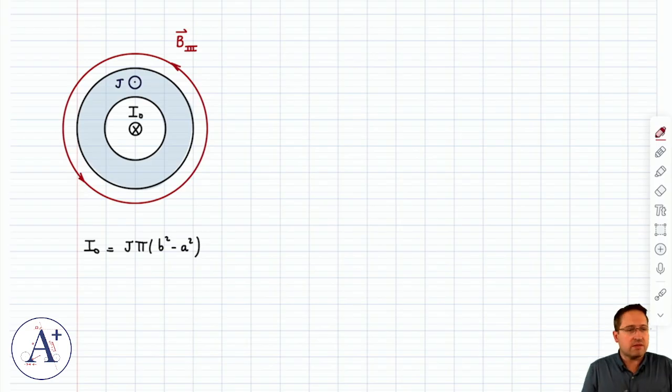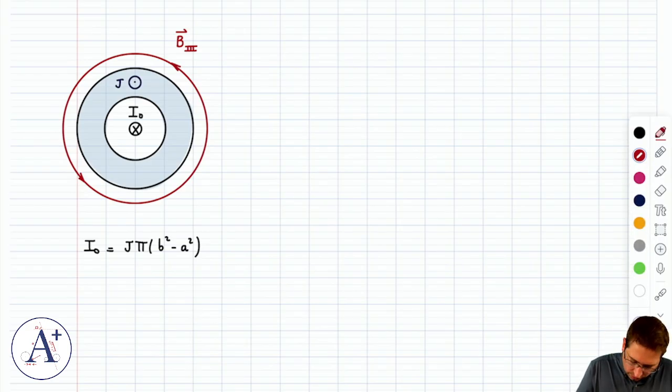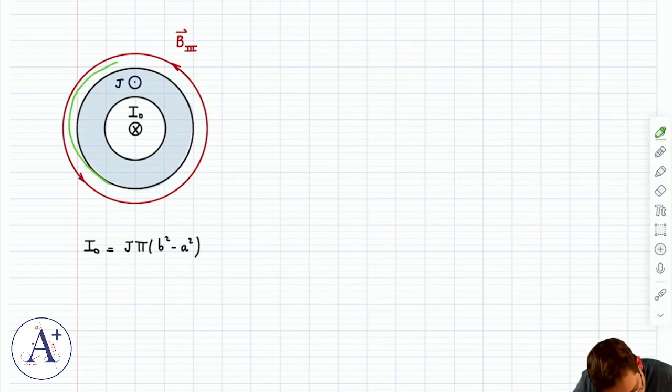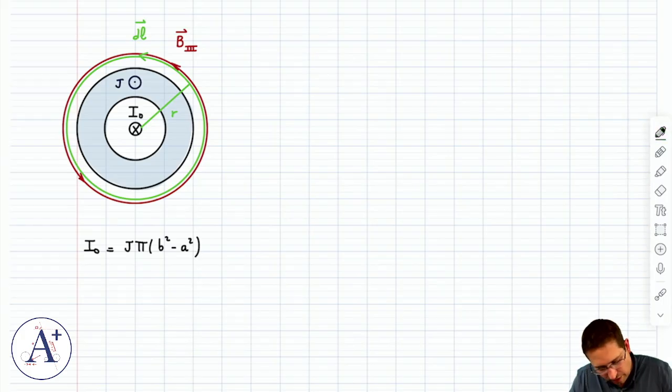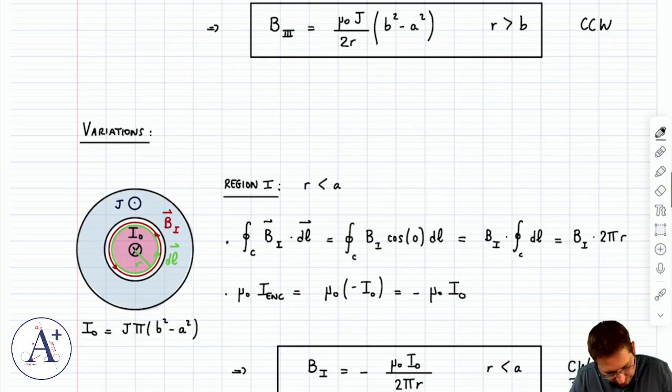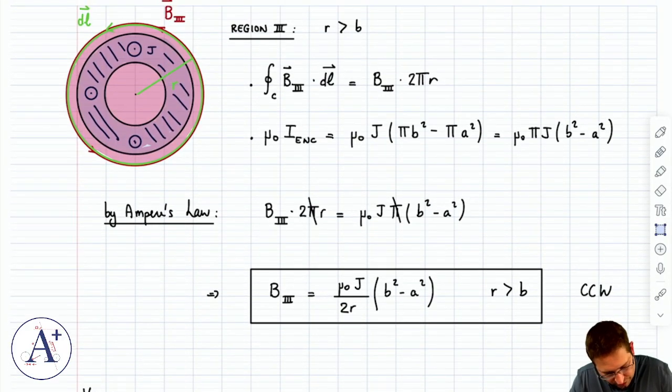So again, I'm just going to guess. I'm going to say, oh, B3 counterclockwise, okay, and I'm going to choose my Amperian contour so that it has a radius little r, and it follows B3 as much as possible, so I'll give it a counterclockwise orientation. And then I'm going to go fish out this part that we have here for region 3.